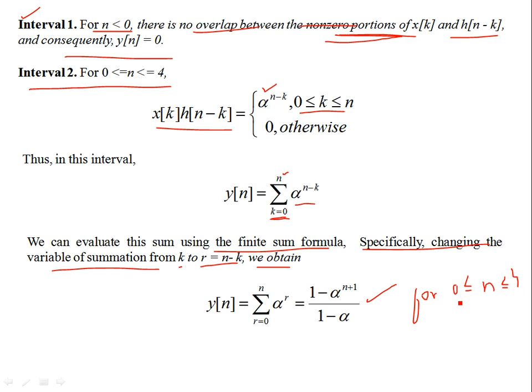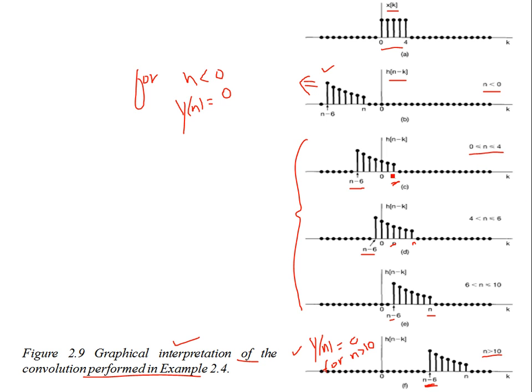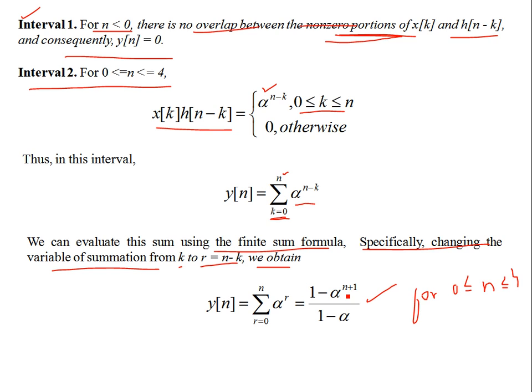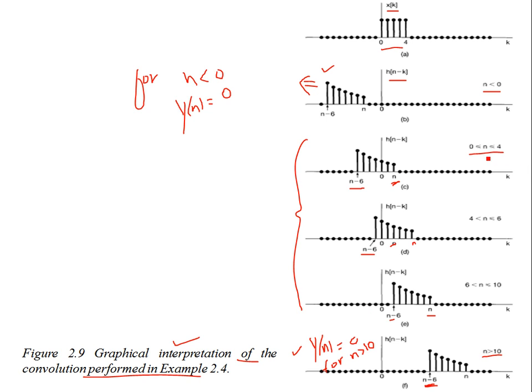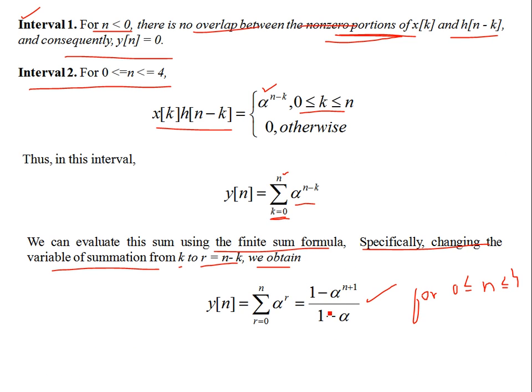What it means is you can put those values. If you put 0, it will produce 1. If n is 0, then you have only one non-zero overlapping sample, multiplied by xk, which is just unity. So this is identically equal to unity. Similarly, if you want to evaluate this for n equal to 1, then you have two overlapping samples. So this becomes equal to 1 minus alpha squared over 1 minus alpha, which is equal to 1 plus alpha.